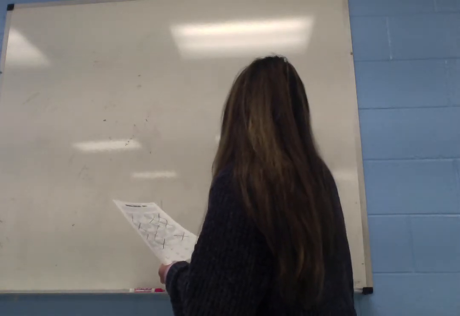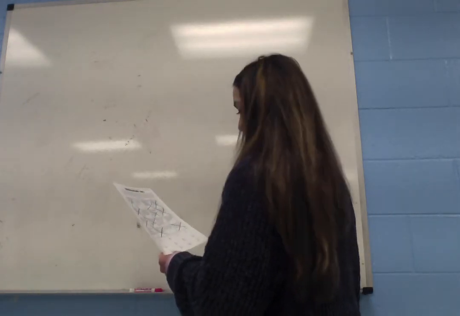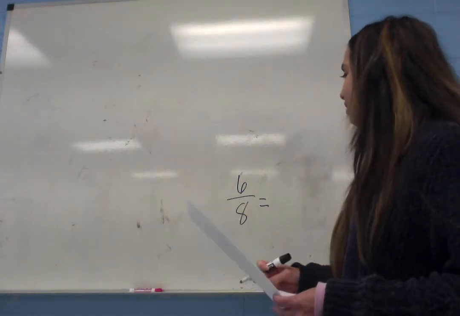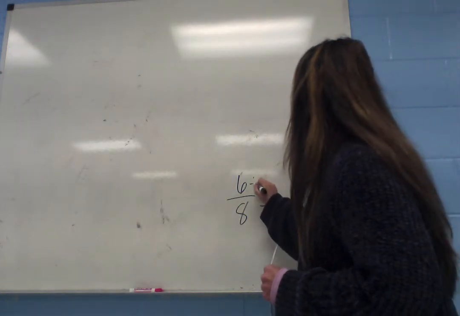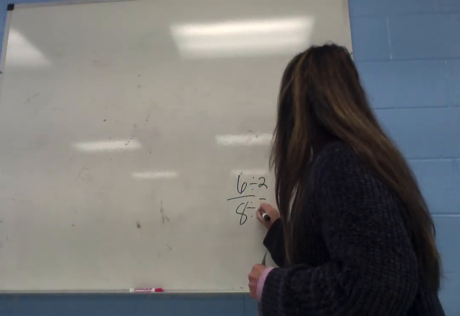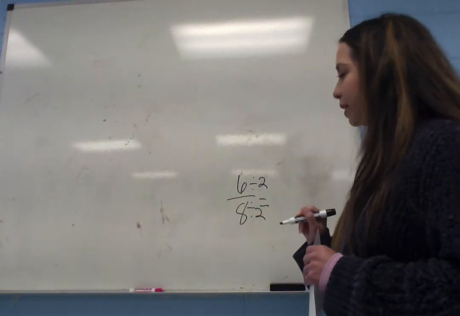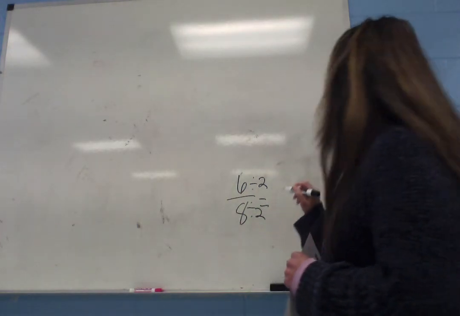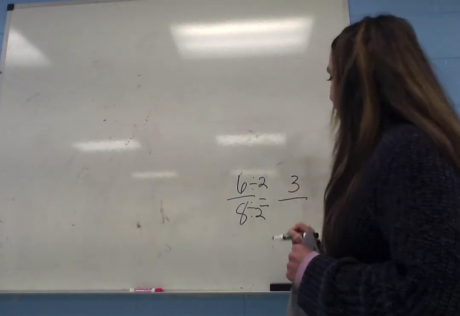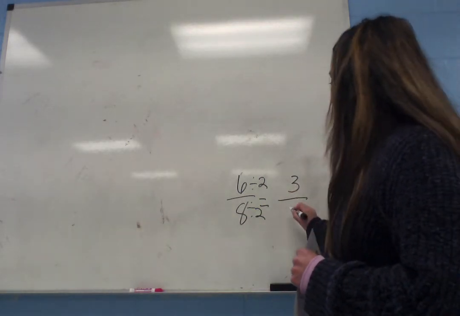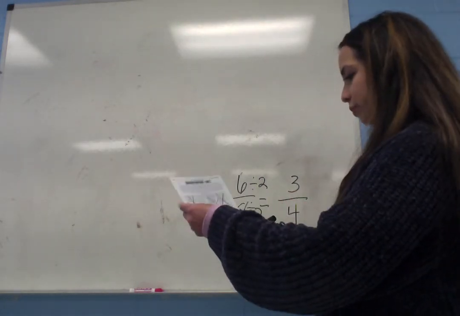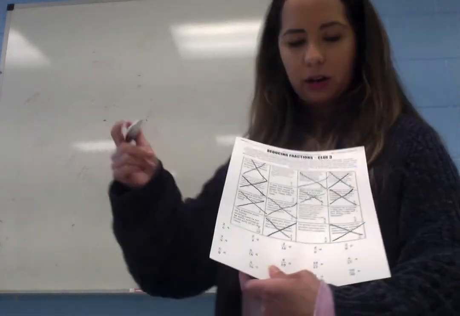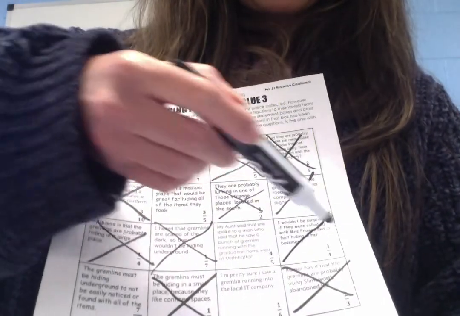So let's do 6/8. Did we do? I'm lost. 6/8. Let's divide by 2 the numerator and denominator. 6 divided by 2 is 3. And 8 divided by 2 is 4. 3/4. Where's 3/4? Oh, right here. So we're going to cross off 3/4.